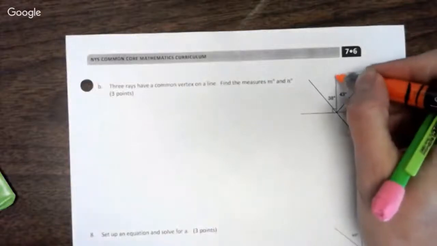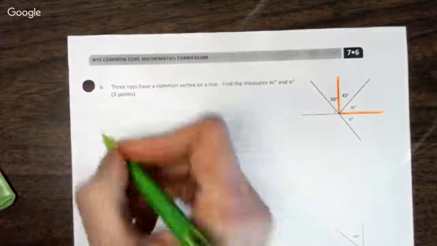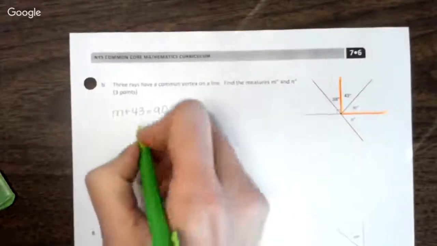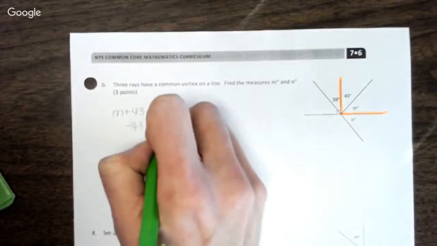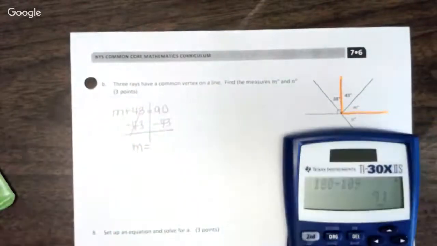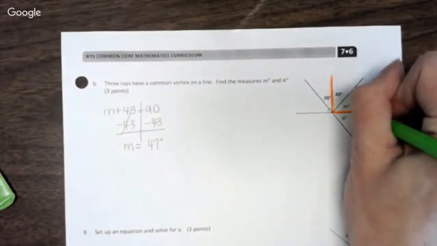All right, it's part B. All right, once again, we have 2 different angles. So let's see. Right away, I see that this right here is a right angle. So I'm going to find M by doing M and 43 add up to 90. There's multiple ways you can do these. So even if you saw something different before I did, it doesn't mean you've gotten it wrong. All right, so we're going to subtract 43 from both sides. So M is equal to 90 minus 43, which is 47 degrees. All right, so 47 degrees.